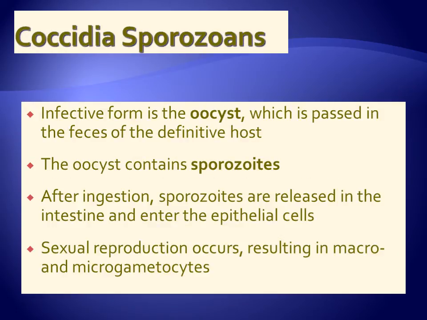In the coccidiosporozoans, the infective form is the oocyst, which is passed in the feces of the definitive host. The oocyst contains the sporozoites. After ingestion, the sporozoites are released in the intestine, enter the epithelial cells of the newly infected person. Sexual reproduction occurs, resulting in macro and microgametocytes.